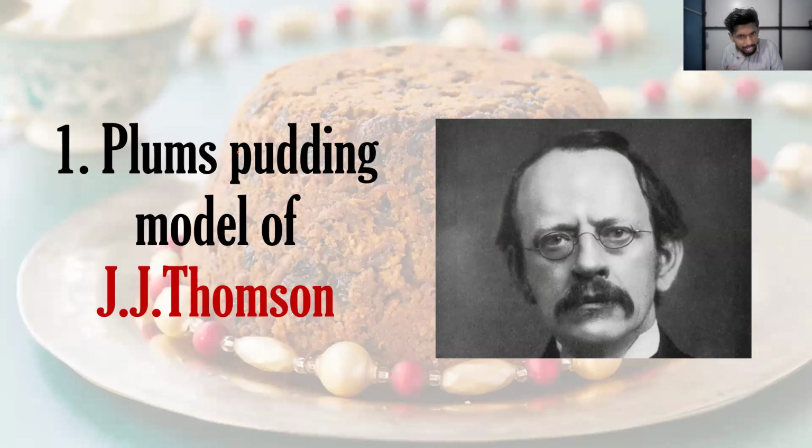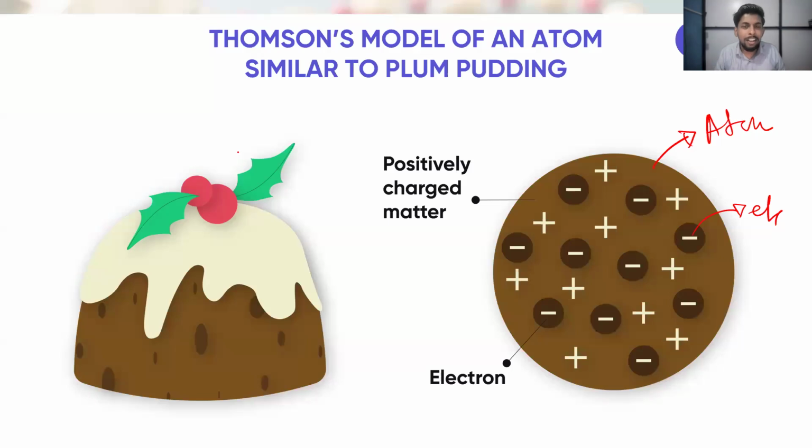Thomson said that inside the pudding, we will have the plums randomly spread throughout the pudding. Right? Same like that here. Inside the atoms, the negative and the positive charged particles are randomly spread. Who said this? J.J. Thomson.